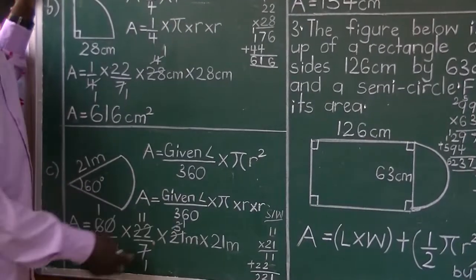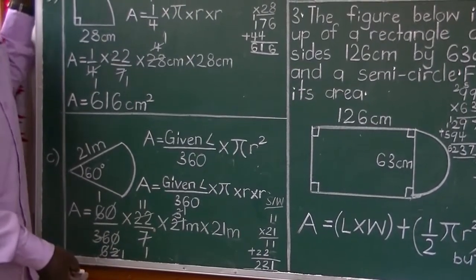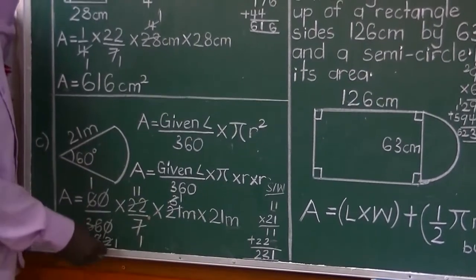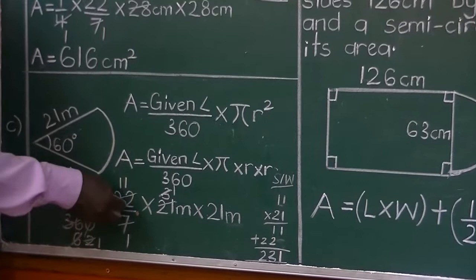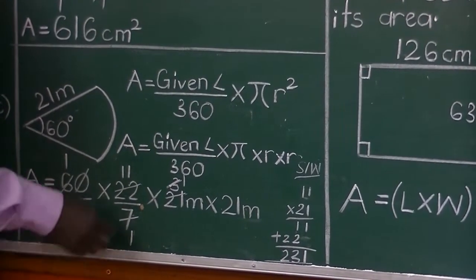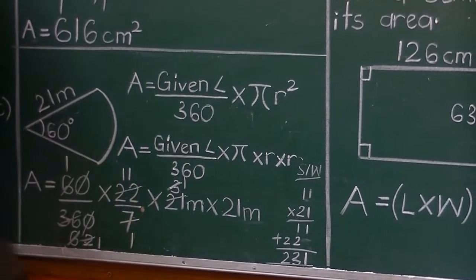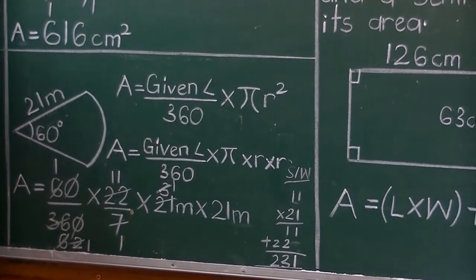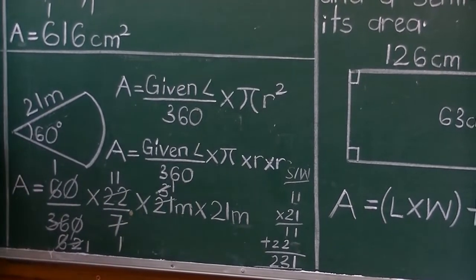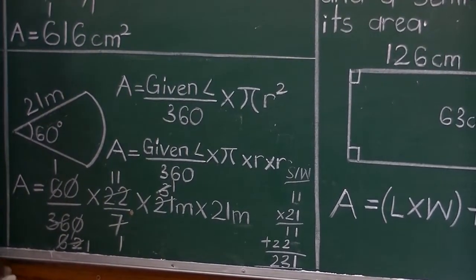So I've got 3 and 6 here, which are further divisible by 3. 3 divided by 3 is once, and 6 divided by 3 you get 2. So there's a 2 and 22, which are further divisible by 2. So 2 divided by 2 is once, and 22 divided by 2 you get 11. So thereby we remain with 11 meters times 21 meters. That will avail us the answer.